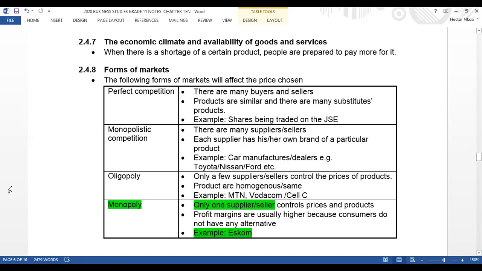Then grade 11s, now we move to oligopoly, right? Here it's only a few suppliers or sellers that control the price of the products, right? And the very same products are homogeneous, meaning that the products are the same, basically. What you get from these few suppliers, you can also get from another supplier because products are homogeneous, meaning products are the same.